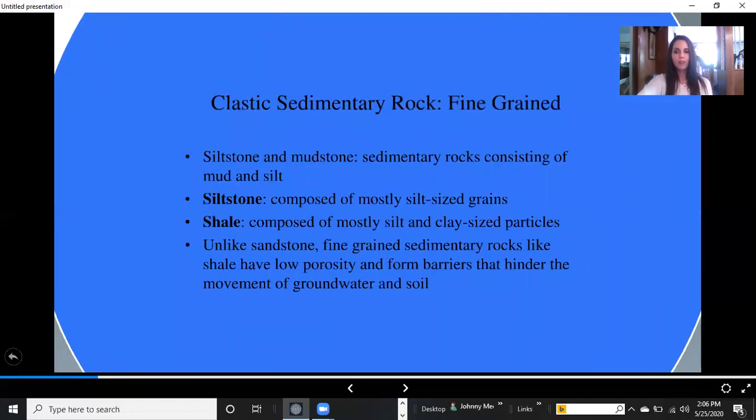So a classic sedimentary rock that is fine grain: siltstone and mudstone are a good example. They consist of mud and silt. Siltstone is mostly silt-sized grains, and shale is mostly silt and clay-sized particles. They're fine grain, they have low porosity, so they form barriers that hinder the movement of groundwater and soil, so they act more as barriers.